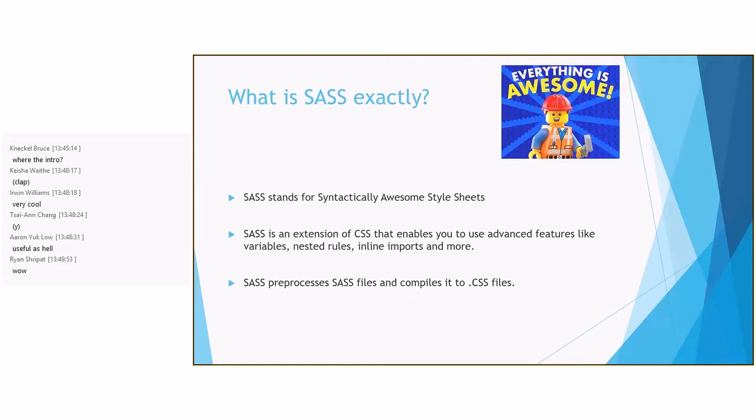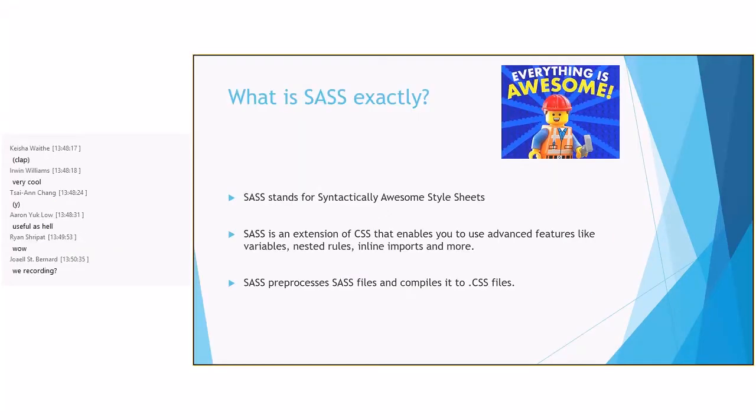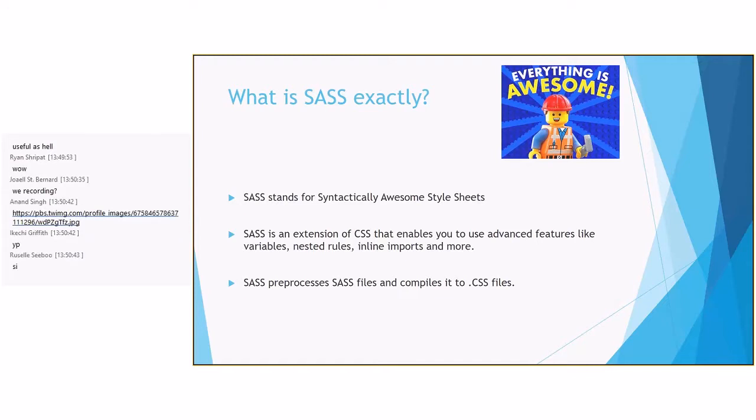SASS stands for Syntactically Awesome Style Sheets. It is a preprocessor. It extends CSS and it lets you use certain new things like variables, nested rules. You have important features like inheritance and stuff like that. So it's pretty cool. It has built-in functions that you could use to do things like darken a color. It has mathematical operators you could use.